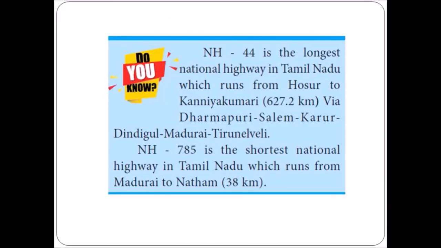NH 44 is the longest national highway in Tamil Nadu, which runs from Hosur to Kanyakumari, and the length of this national highway 44 is 627.2 km. It runs via Dharmapuri, Salem, Karur, Dindigul, Madurai, and Tirunelveli. And the shortest national highway is NH 785. This is the shortest national highway in Tamil Nadu, which runs from Madurai to Nattam. And the length of this national highway 785 is 38 kilometers.